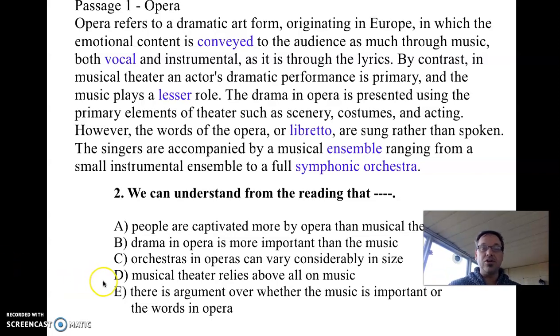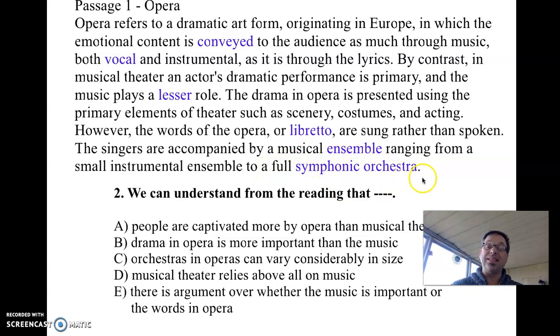If you chose C, you are correct. Orchestras and operas can vary considerably. Again, this one comes from the last, right? So here, ranging from a small instrumental ensemble to a full symphonic orchestra.